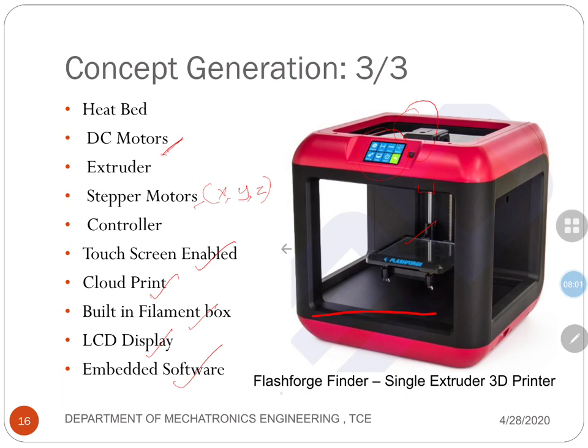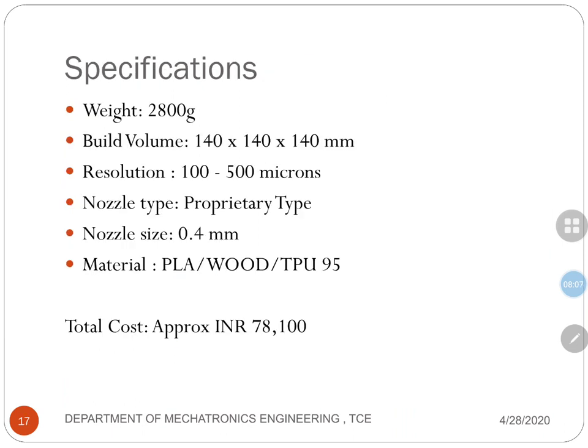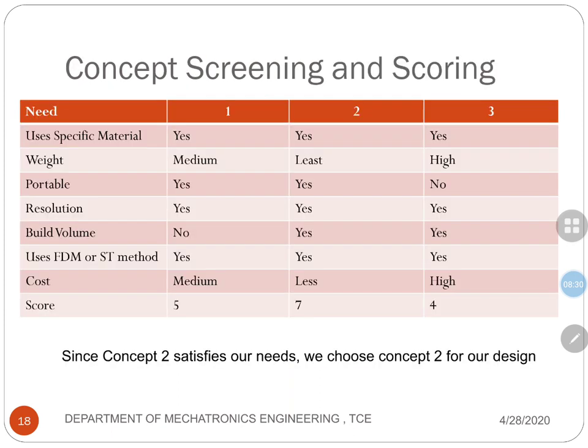The name of this 3D printer is Flash Forge Finder. These are the specifications. Weight is 2,800 grams. Build volume is also satisfying. Resolution is a maximum of 500 microns, which is a good resolution. Nozzle type is proprietary, with nozzle size and PLA. It is far more costly, 78,100, than the two concepts which we considered.